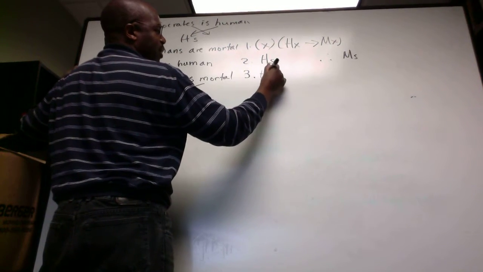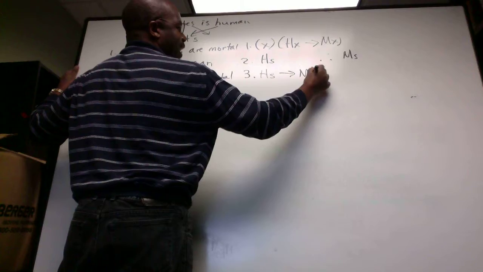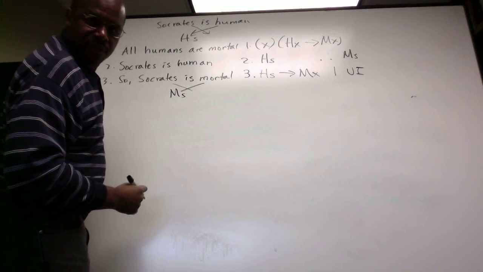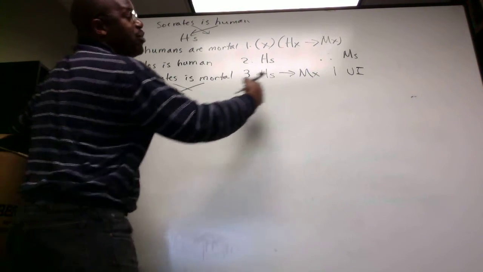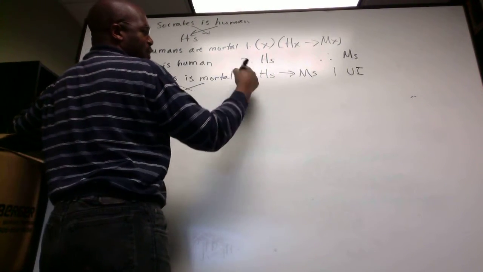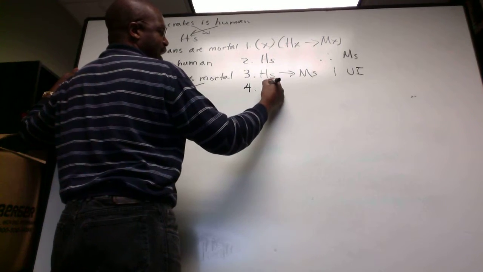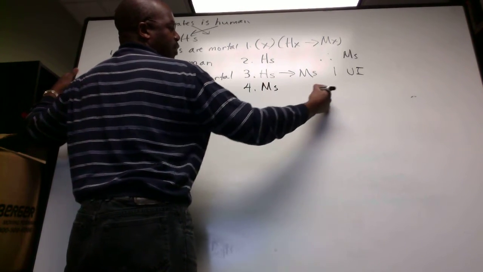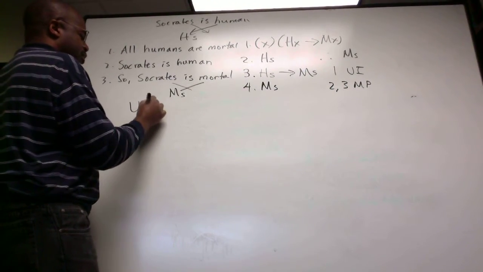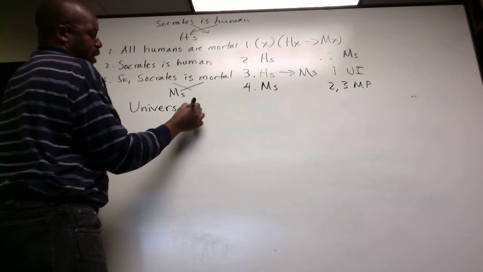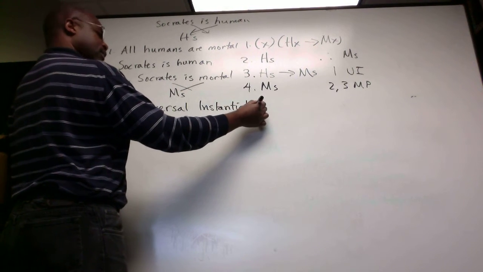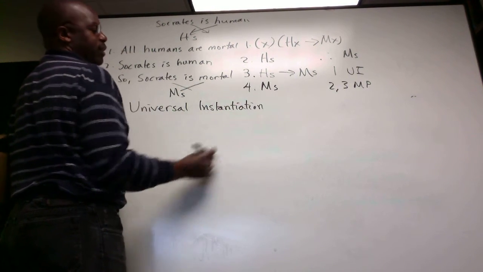So this is what you do. HS, MX, say 1 universal instantiation. Now you can do modus ponens. When you do modus ponens between 2 and 3, that's what you get. MS. 2, 3 modus ponens. This is called universal instantiation.